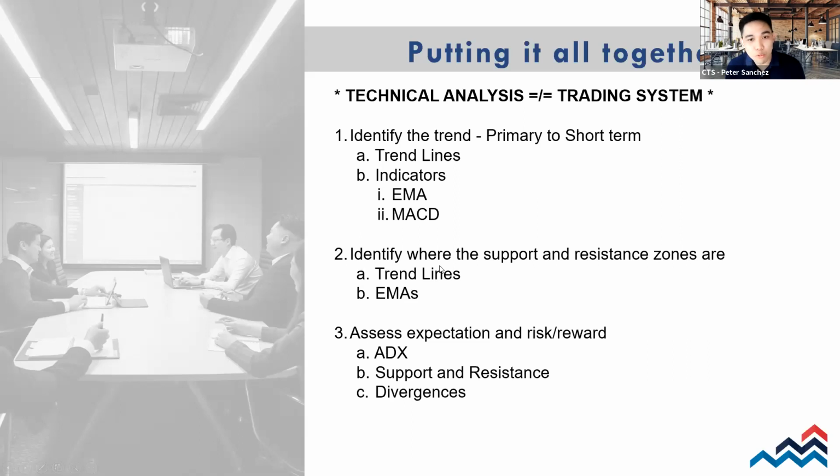Second, we need to identify where the support and resistance zones are. No? And to identify these, we use trend lines and EMAs. And from there, kapag alam na natin support resistance, alam na natin yung trend, we can assess na yung expectations natin going forward. Since, as mentioned nga, diba, in definition, gusto natin mahuli yung future price move by using historical price. Diba?